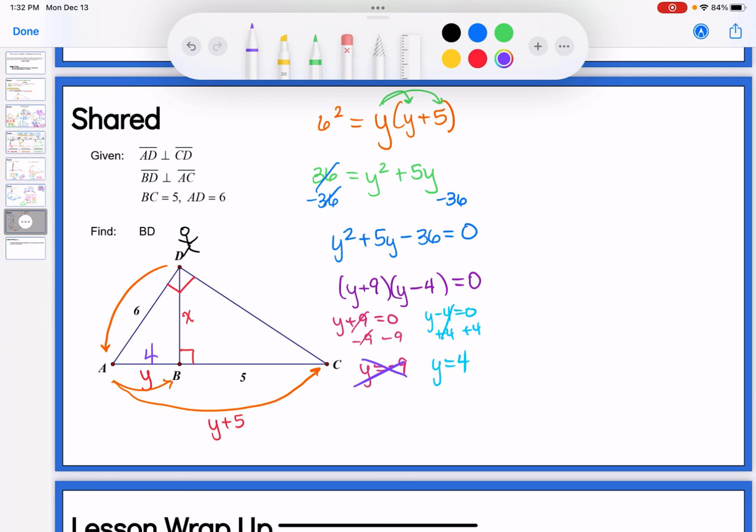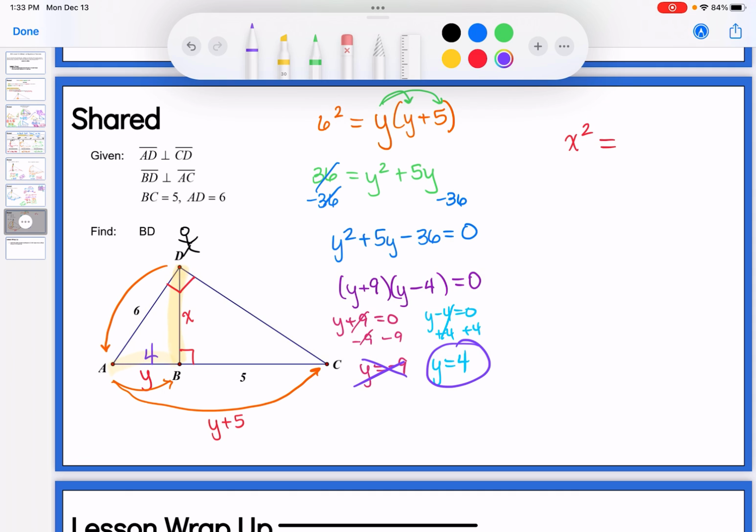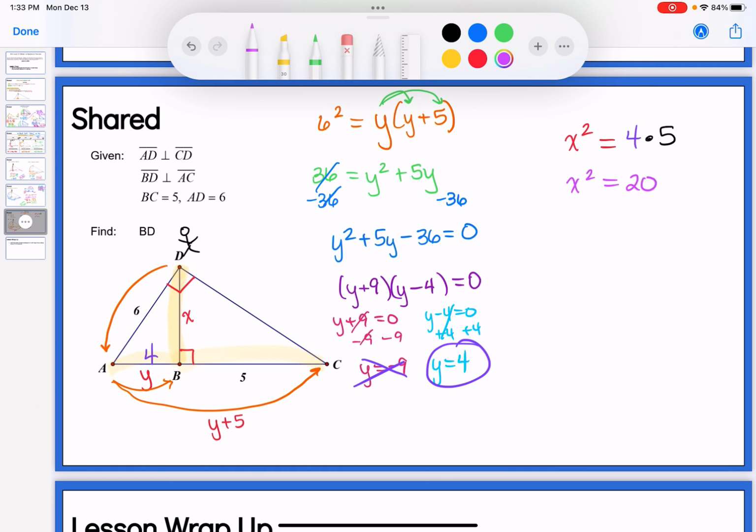All right. Now that I know what y is, now I could set up an equation to come down the altitude here and solve for what I really wanted to, which was BD, right? So I'm solving for x now. So that means x squared equals, where could I walk? I could walk left, which was the 4 that I just figured out, right? So 4 times, I could walk right, which was 5. All right, x squared equals 4 times 5. 4 times 5 is 20. So I have x squared equals 20.